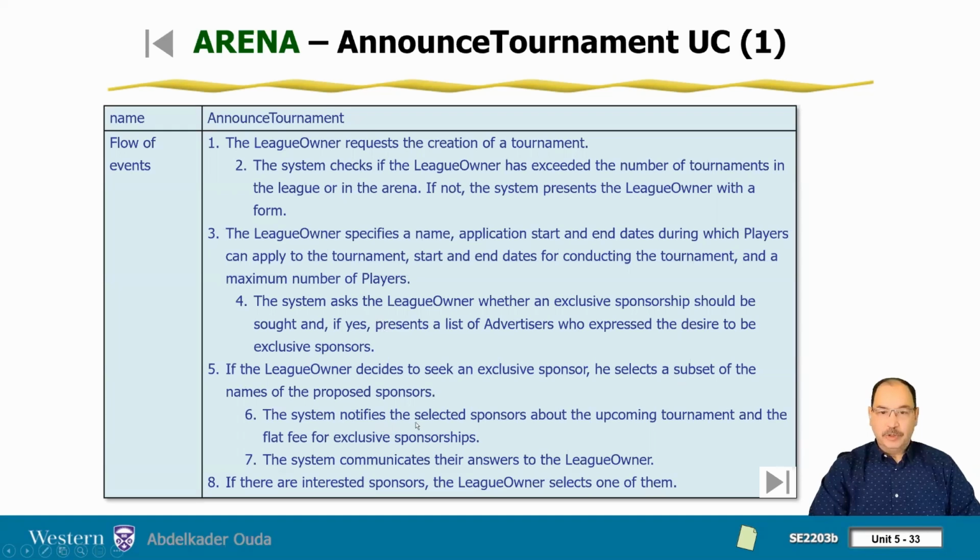The system notifies the selected sponsors about the upcoming tournament and the flat fee for exclusive sponsorship. The system communicates their answers to the league owner. If there are interested sponsors, the league owner selects one of them. That means the system is going to communicate to the advertisers, one or more, and then let the league owner know how many are interested in exclusive sponsorship, and then the league owner will go and select only one.